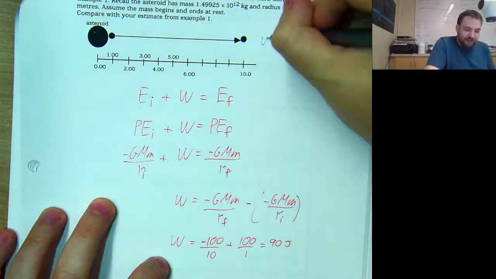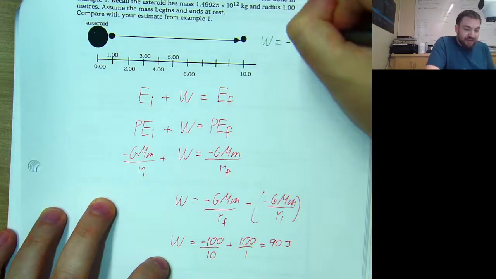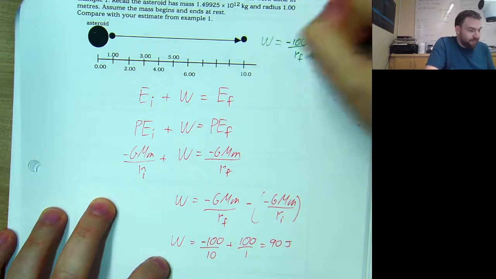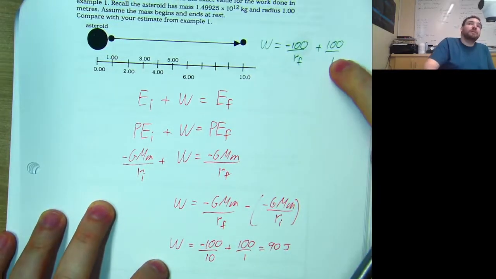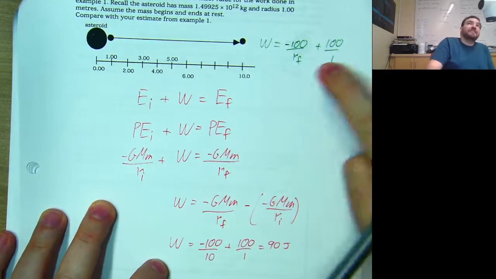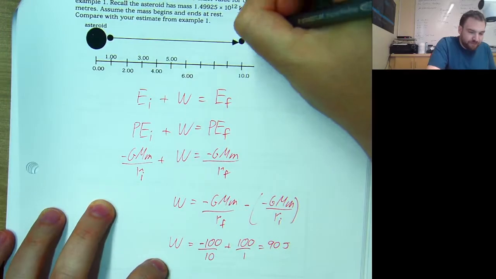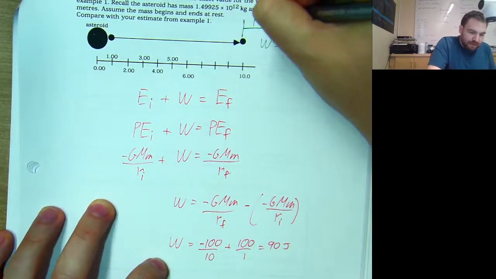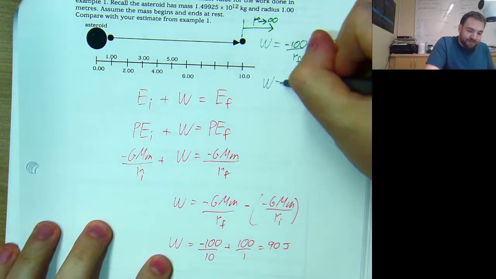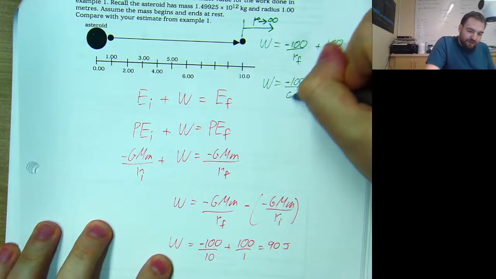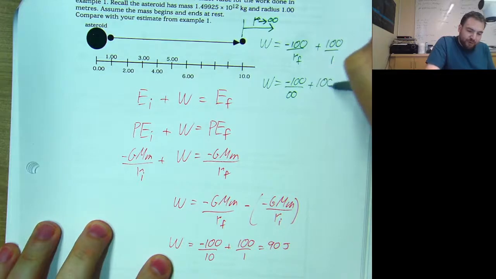So let's look at it again. Just using the same expression, I've got negative 100 over r final plus 100 over 1. This is my initial. This is my final. If I take my radius and extend it out to infinity, if I take the limit as my radius extends to infinity, the work equals negative 100 over infinity plus 100 over 1.